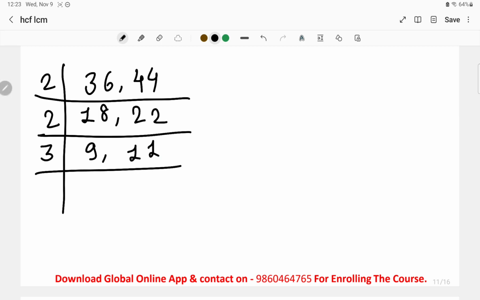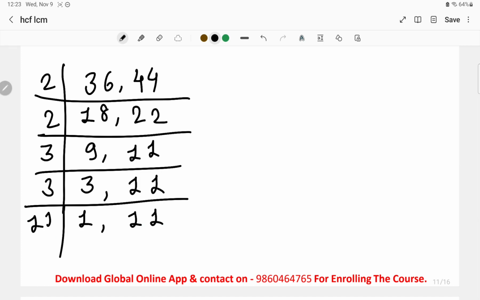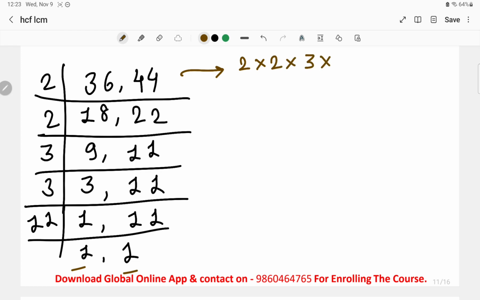It is divisible by 3, 3 3s are 9, 11 as it is. Again 3, 3 1s are 3, 11 as it is. 11 1s are 11 and 1s are 1. Now we have got 1 1 over here, right? So for finding this LCM, we do 2 into 2 into 3 into 3 into 11, right? So whatever the multiplication's answer will be, that is the LCM of this 36 and 44.